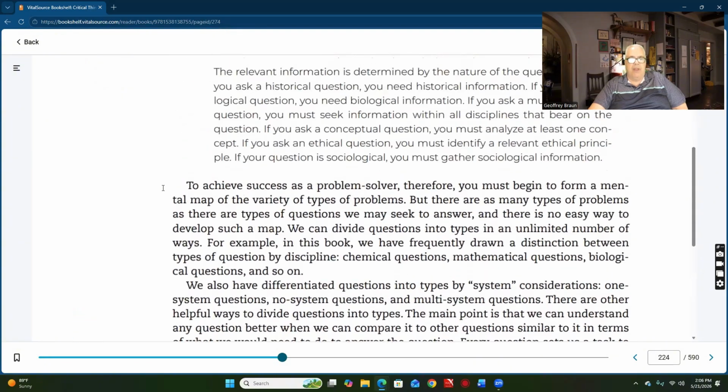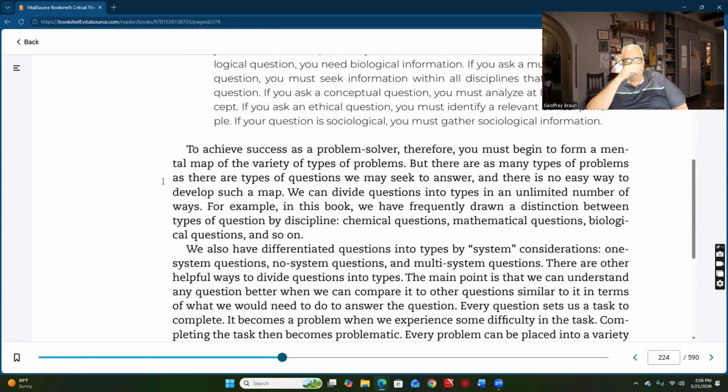To achieve success as a problem solver, therefore, you must begin to form a mental map of the variety of types of problems. But there are as many types of problems as there are types of questions we may seek to answer. And there is no easy way to develop such a map, right? True. We can divide questions into types in an unlimited number of ways. True. You can make it overly complex.